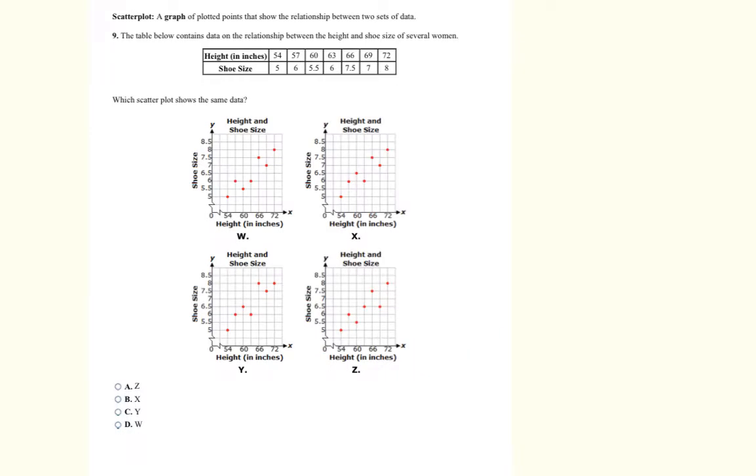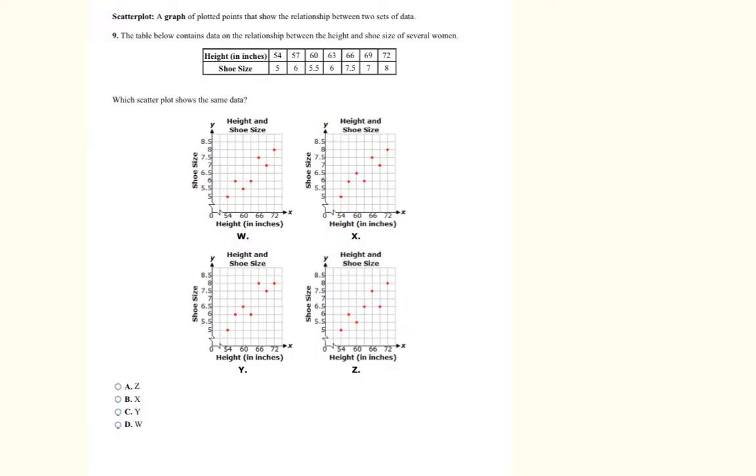The other type of graph that you could see in this section is a scatter plot. And just as a reminder, a scatter plot is a graph of plotted points that show the relationship between two sets of data. And here's examples of scatter plots. So in this problem, they give us this table that contains data on the relationship between the height and shoe size of several women. And they want to know which scatter plot shows the same data. So if you look, the height is the x-axis in all of the choices, and shoe size is the y-axis in all the choices. So you can't eliminate anything that way. So you're just going to have to look at this point.